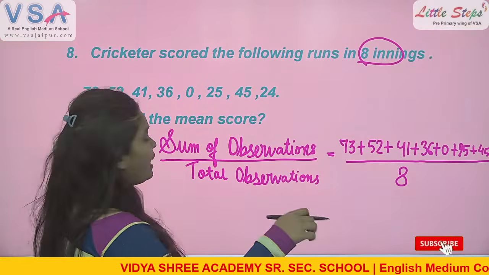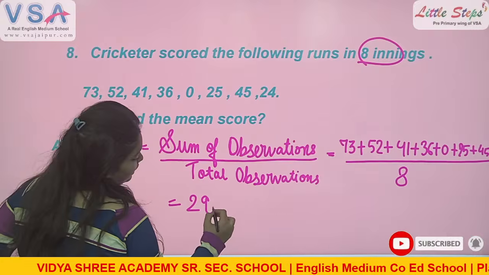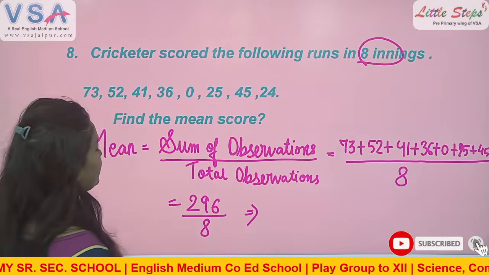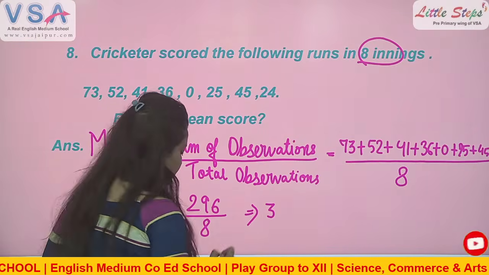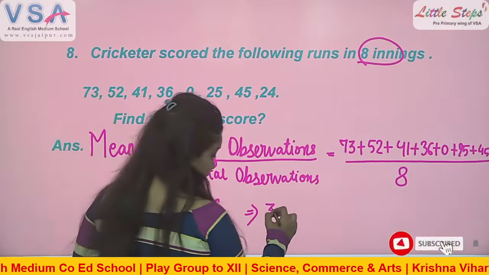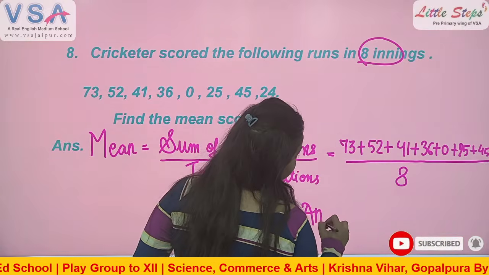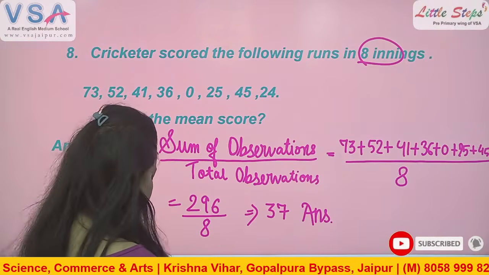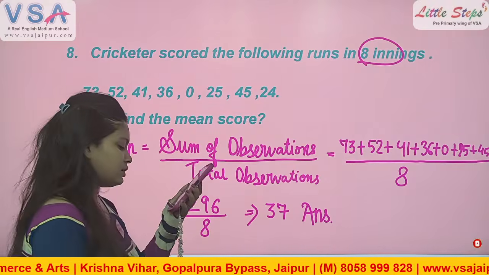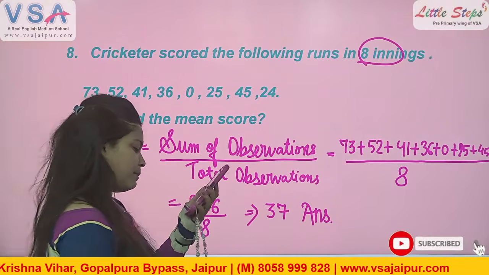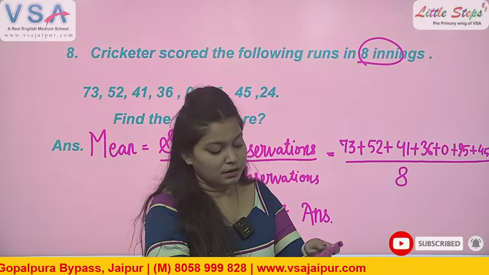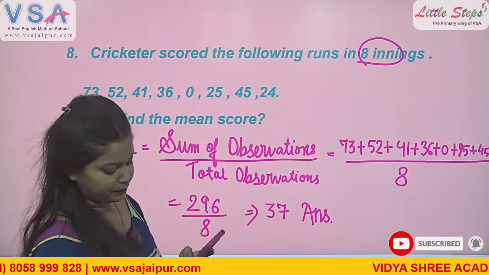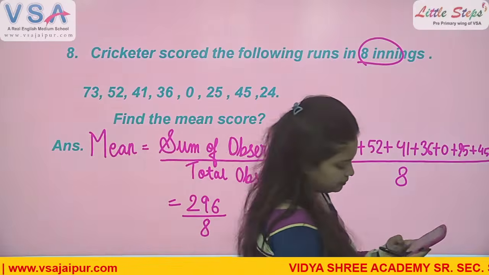Adding them all, we have 296 and we need to divide 296 by 8. Let's divide it. From the table of 8, 8 threes are 24, then from the table of 8 again 7 times. So the answer of the mean is 37. Yes, the formula is correct. Pari and Payal both are writing the right formula in the comment. Moving on to the next question.